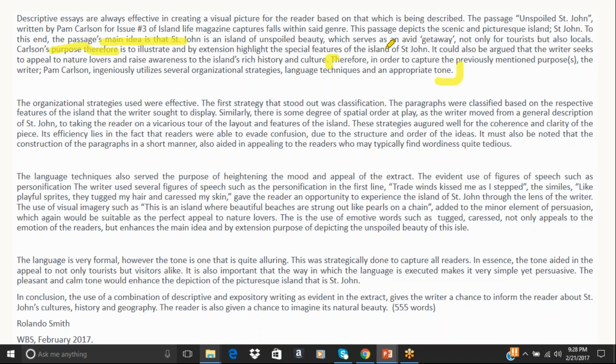And the thesis statement is simply talking about how the organizational strategies, language techniques, and the appropriate tone, how these things are employed in the context of the passage. So you can literally copy this thesis statement and use it. It will actually help you when you are writing your essay. Is that clear, everybody?